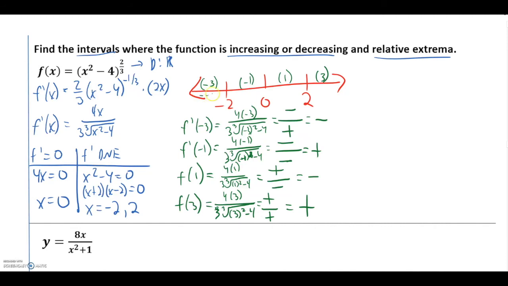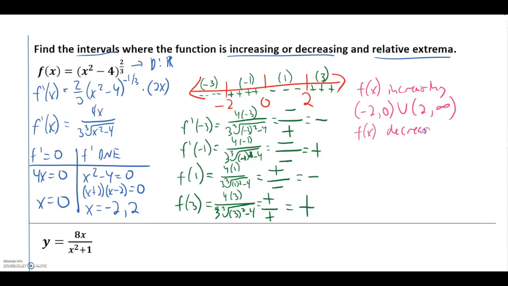And we can fill in our signs on our sign chart. And that will allow us to answer all of our questions. F of x is increasing on the intervals where f prime is positive. So from negative 2 to 0, and from 2 to infinity. F of x is decreasing on the interval negative infinity to negative 2, and from 0 to 2.